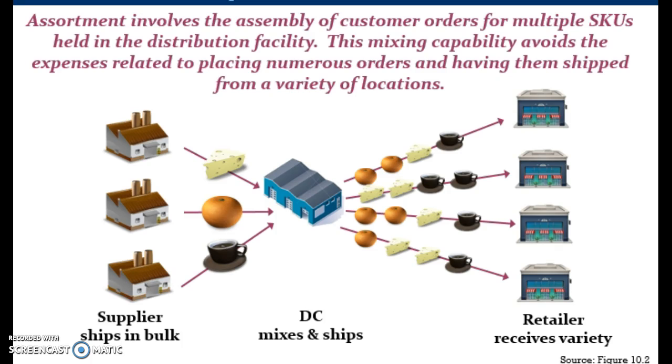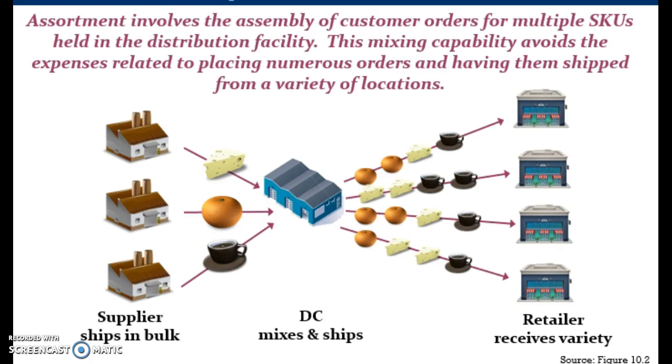Assortment involves the assembly of customer orders for multiple SKUs held in the distribution facility. As the figure highlights, the facility provides a product mixing capability, allowing customers to quickly order a variety of items from a single location. This avoids the expenses related to placing numerous orders and having them shipped from a variety of locations. Just as companies benefit from the assortment function, individuals gain from the assortment product mixing concept when shopping for food. Rather than traveling to the butcher shop, bakery, dairy store, and produce market, we make a single trip to the grocery store, saving us time and transportation costs.